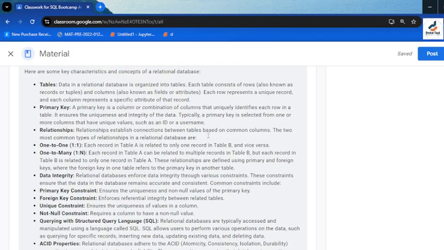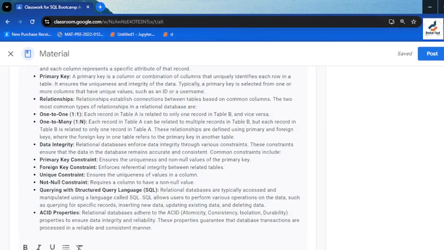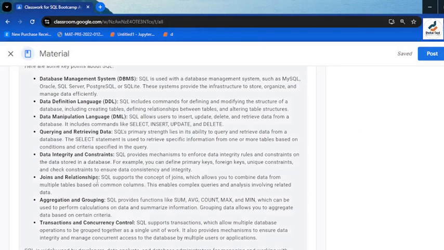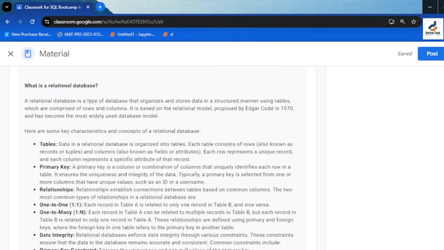And then we have relationships. So relationship is what makes us able to join tables, right? Because relationships establish connections between tables based on common columns. Remember when we said joins and relationship, right? We are able to join different tables based on common columns. So that's basically what relationship means.